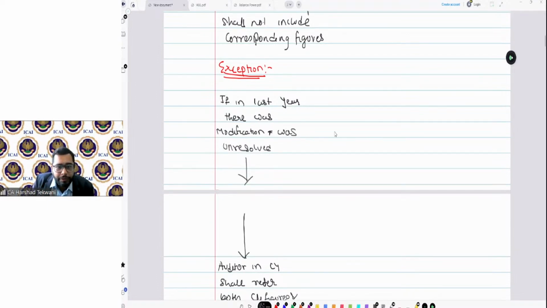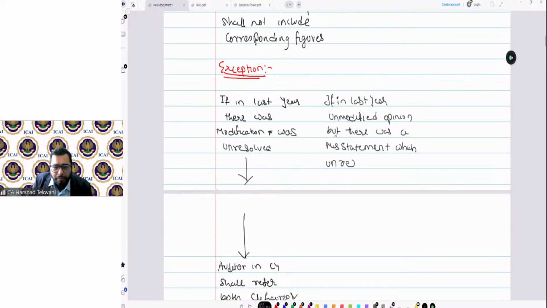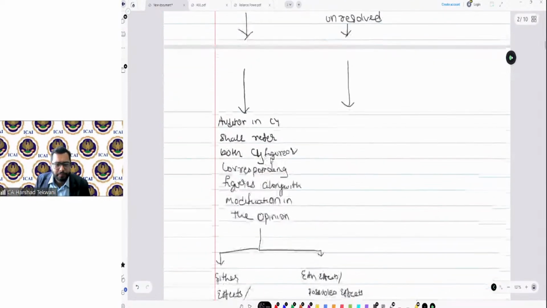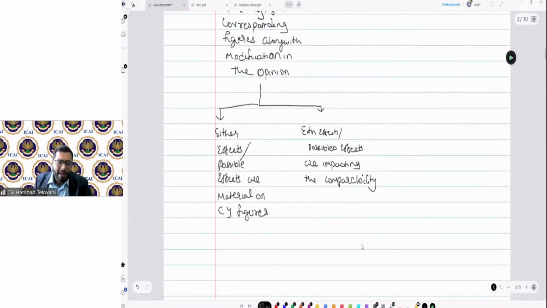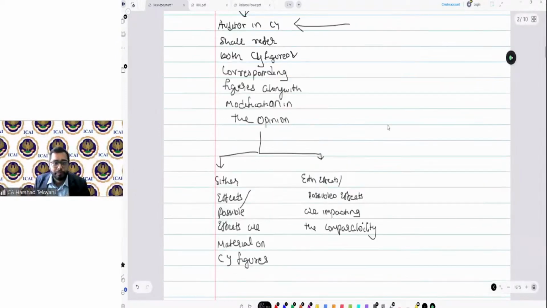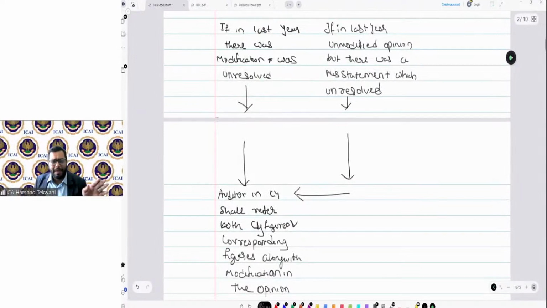So if in last year there was an unmodified opinion, but there was a misstatement which is unresolved, in that case, similar to these lines, I'll refer that number in my opinion with modification and everything, with the possible effects and on the comparability side. Okay, it will be the same.